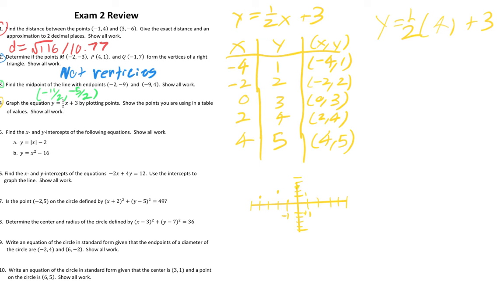Point 0, up 3. Then we're going to have a point, we're going to go over 2: 1, 2, up 4: 1, 2, 3, 4, right here. And now we're going to go to a point at (4, 5). So 1, 2, 3, 4, and then all the way up to 5. Right. And that's going to create a straight line from here to here. So that's how we plot this equation using points.